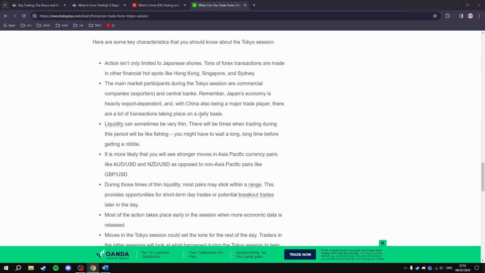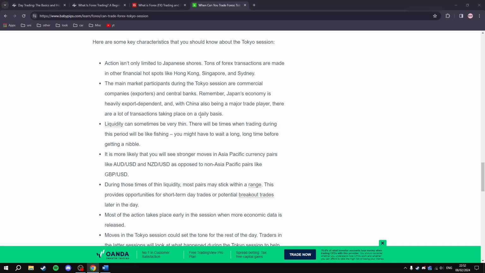It's more likely that you'll see stronger moves in Asia-Pacific currency pairs like the AUD-USD and the NZD-USD, as opposed to non-Asian Pacific pairs like GBP/USD. During those times of thin liquidity, most pairs may stick within a range. This provides opportunities for short-term day traders or potential breakout trades later in the day.